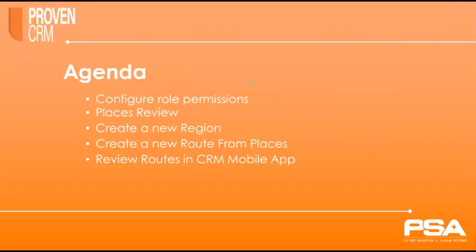On the agenda today, we are going to look at role permissions to access routes, regions, and places. We're going to look at the places option. We're going to create a new region, and then we're going to create a new route from places. And then we're going to take a quick peek at routes in the mobile app.